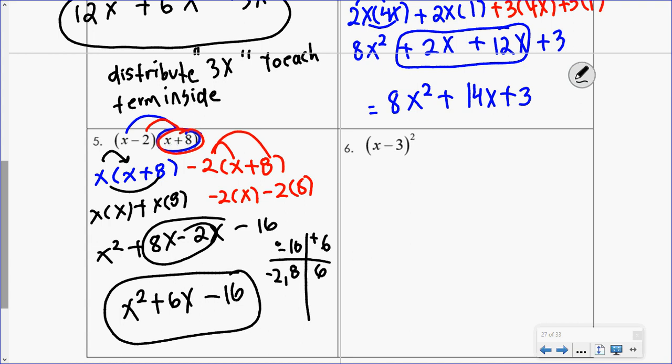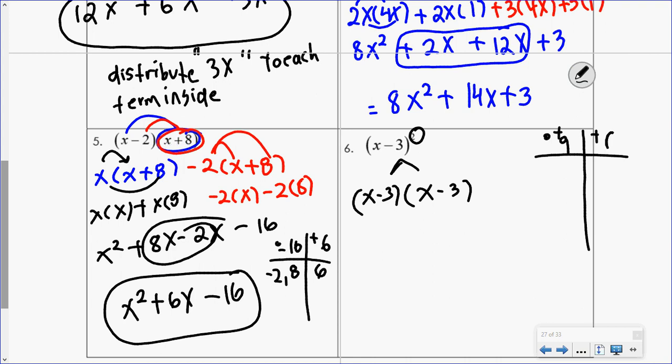Okay. Number 6, we're expanding this expression twice. So this breaks down into x minus 3 times x minus 3. So when I end, I should end up with something that multiplies to 9 and adds up to negative 6. That's what I should end up with. So we're going to check and make sure we end up this way.